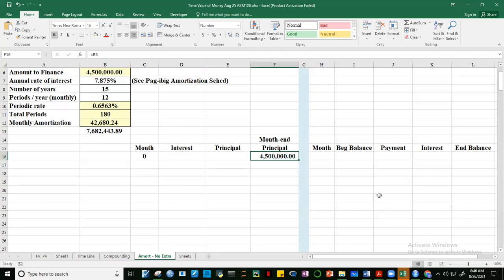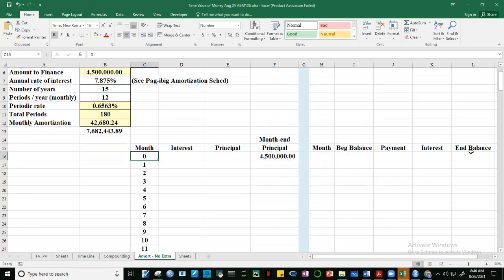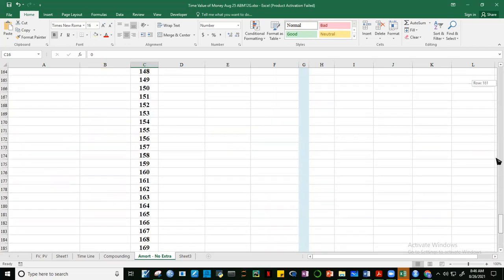Then what do we do now? We have to set up 180 payments. So let's use what we learned before. I'll start with 0. Go to Home, then Fill, to make it faster, then Series. The series is in columns. The step value is 1, up to 180, meaning plus 1, plus 1, plus 1, starting with 0. Okay here. Let's check 180.